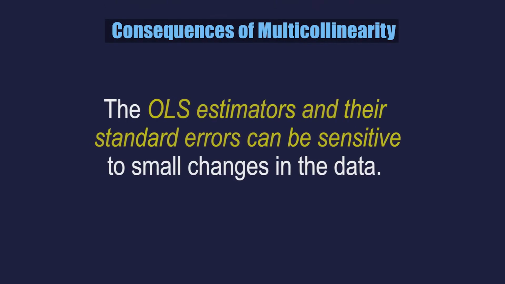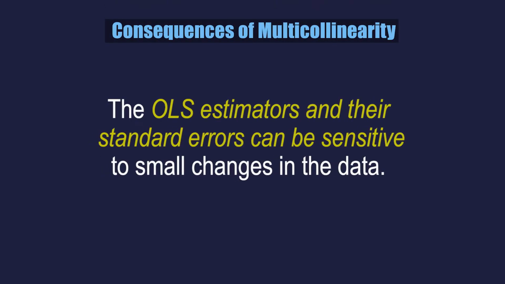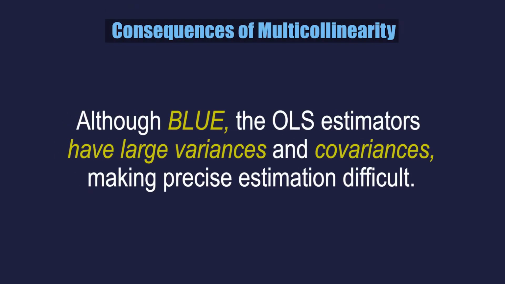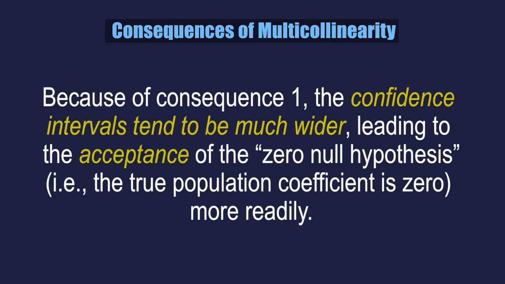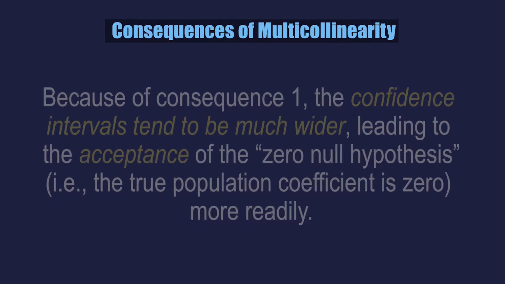So OLS estimators and the standard errors can be sensitive to small changes in the data. So if after detecting the problem any kind of correction is done, then we can take care of these two problems. That means among all the 5 consequences, 3 consequences are very pertinent. Firstly, we talk about very high standard error. Secondly, because of high standard error, the range of the confidence interval becomes wider, which makes acceptance of the null hypothesis more and more pronounced.